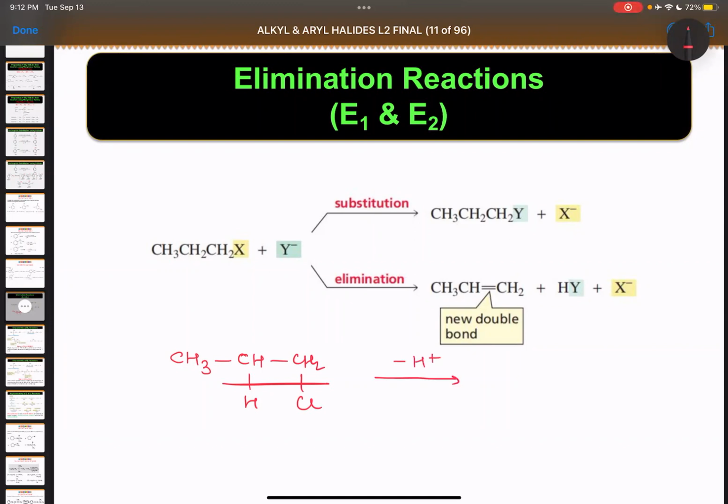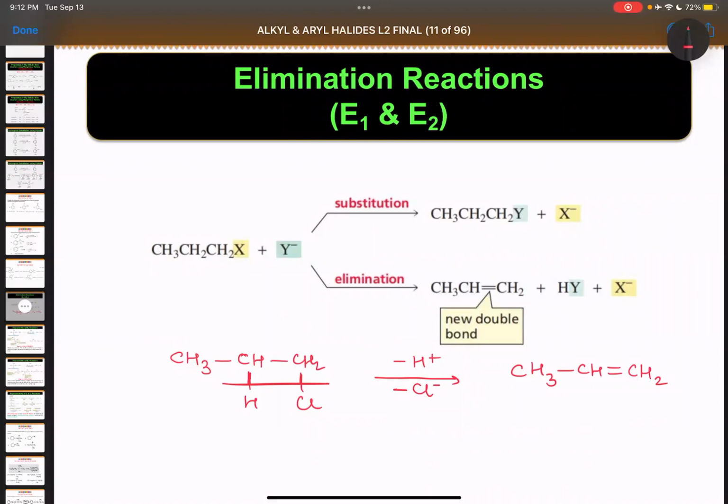Yes, H and Cl will separate, but what will happen to these two groups to which the H and Cl are connected? They will join together, sir, and they will give you a double bond. Right? So elimination is the permanent removal of two groups, and no group comes and occupies their position, and there is a double bond formation between those two groups. That is called elimination.